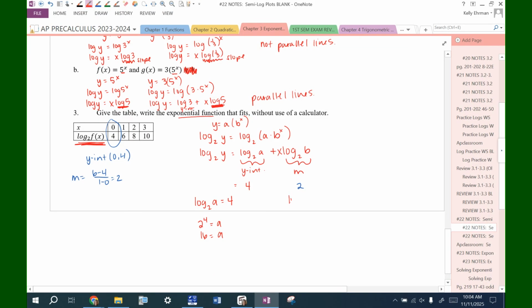And what about this one? The log base 2 of b is equal to 2. So in exponential form, 2 to the 2nd is equal to b. So b is 4. So my exponential equation then is y equals 16 times 4 to the x power.